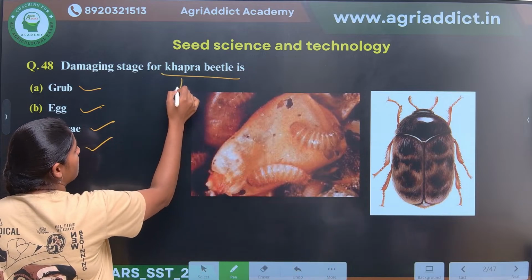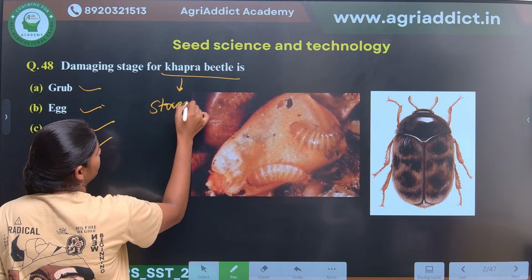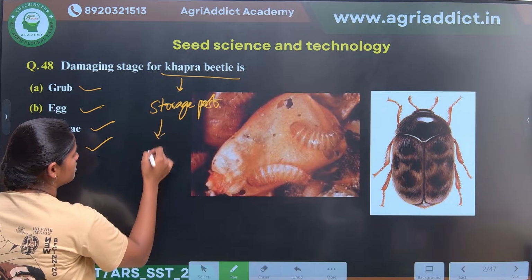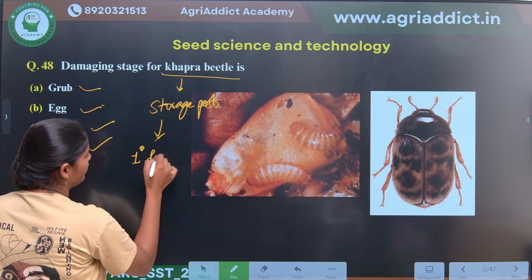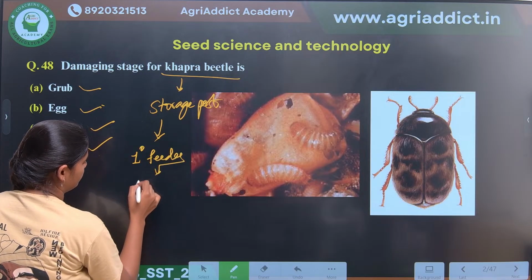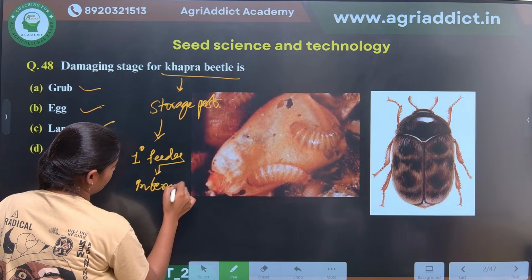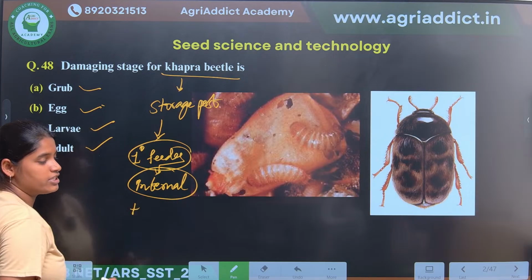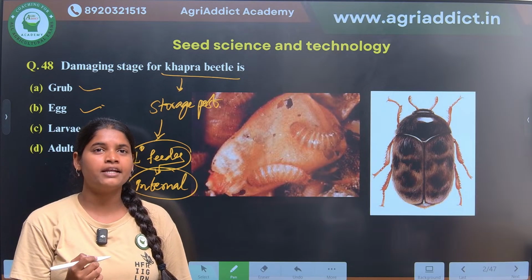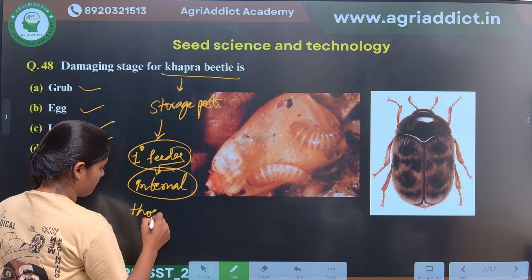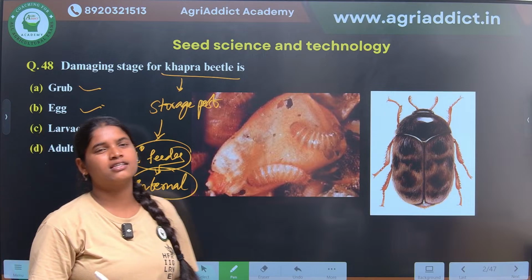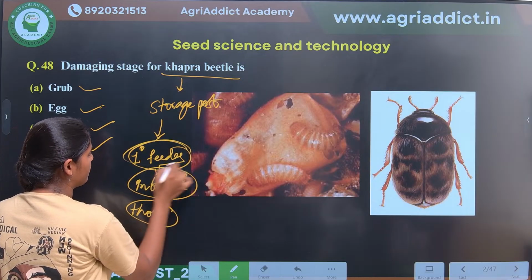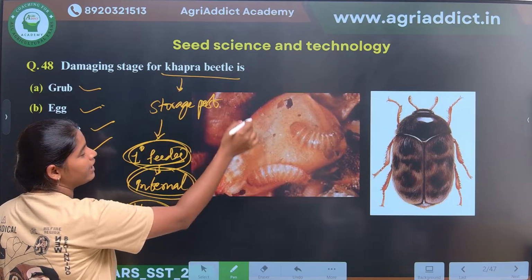So, as we all know, this Capra beetle is a storage pest, right? It's a very important storage pest. It is a primary feeder and internal one. What is primary feeder or internal? Those pests which directly feed on the seeds, right? And inside the seeds, like the germ part or endosperm part, they will directly feed on the seeds. They are primary feeders and internal feeders. So it is a primary internal feeder.